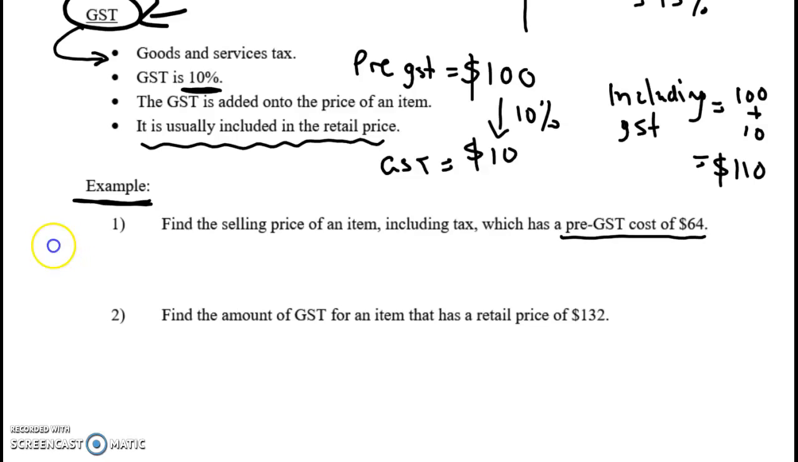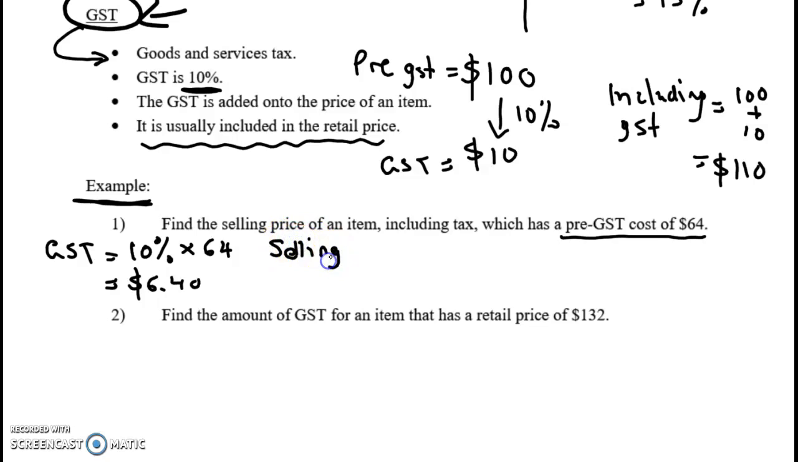So if we want to find the GST, that's going to be equal to 10% of 64, which is $6.40. And so the selling price would be equal to 64 plus $6.40, which would be a total of $70.40.